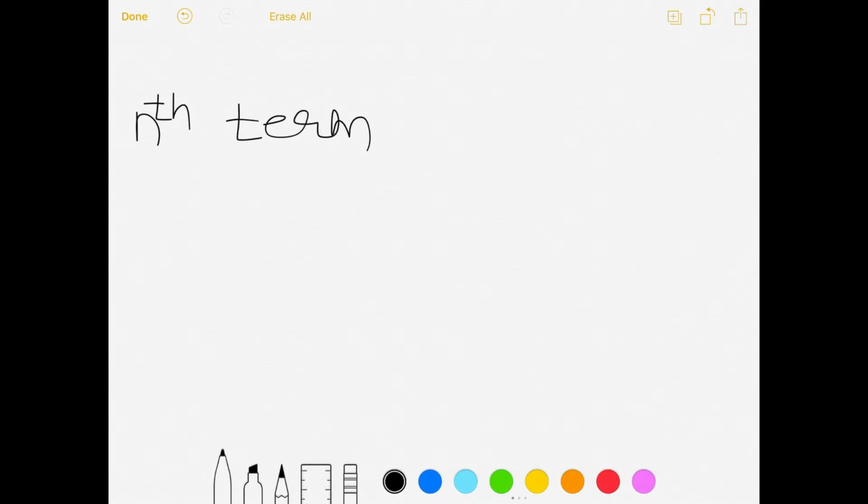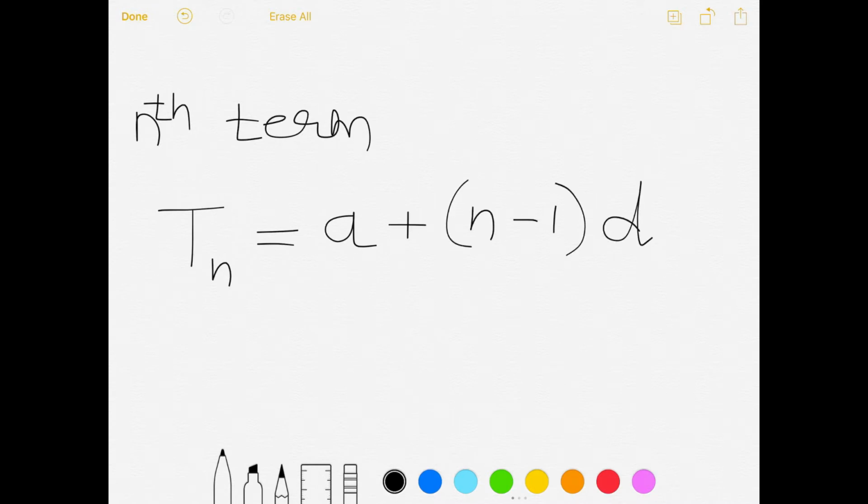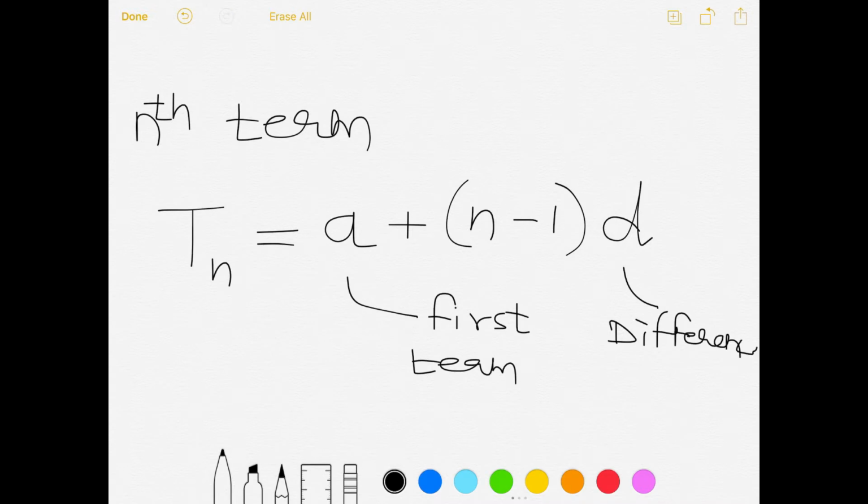nth term find करनी है तो the formula is Tn, मतलब कि nth term equals to A plus n minus 1 into D, where A is the first term. I hope we all remember this. D is the difference. D is the difference between the two consecutive terms. N is the number of term. आप कौन सी term ढूंढ रहे हो? And Tn is the nth term. ठीक है? So Tn is equal to A plus n minus 1 into D.